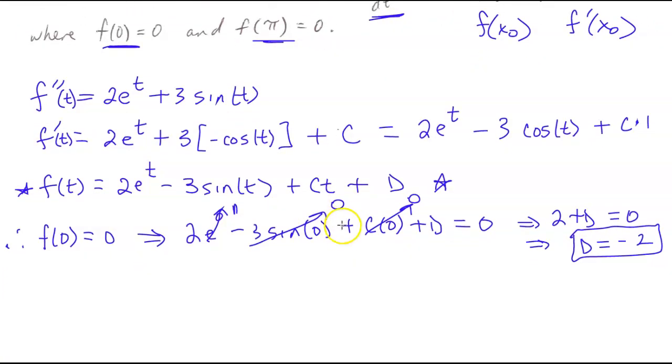So now that we know what d is, we can take that information and use it to help us find out what c is. So next we have that f of pi is equal to 0. And I'm going to clean up this equal sign here.